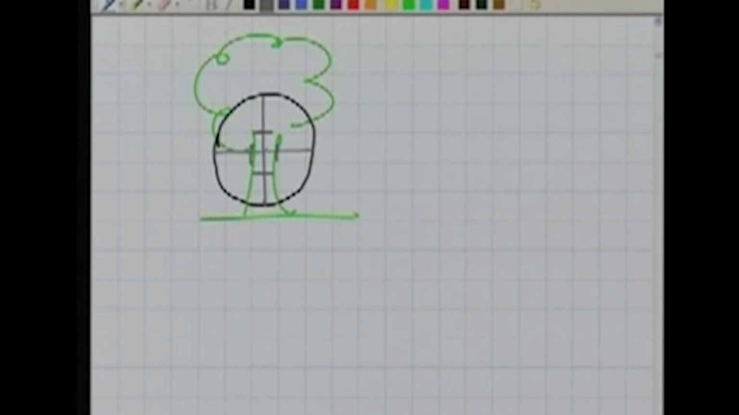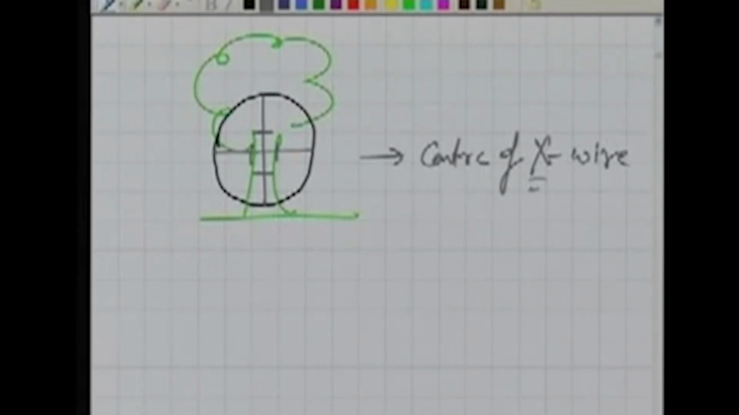Now, here in this case, this particular point, this center here, is the center of the cross wire. Whenever we sight through the telescope, our line of sight is defined by this cross wire, because we are bisecting anything with the cross wire. You see the cross wire, you see the object, and you ensure, yes, now this is my line of sight.